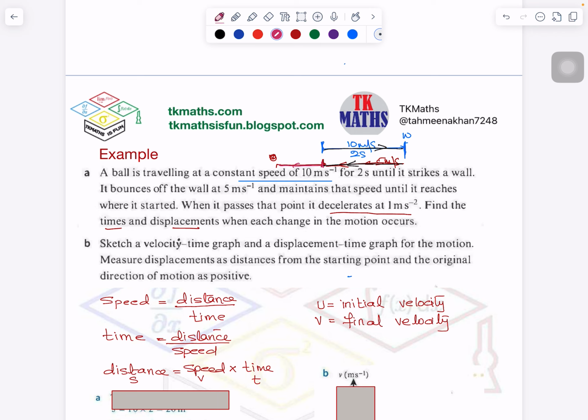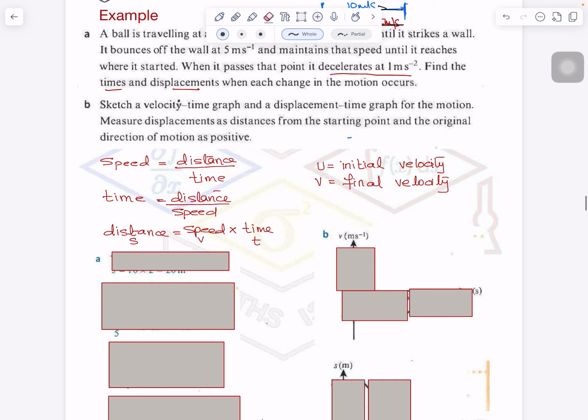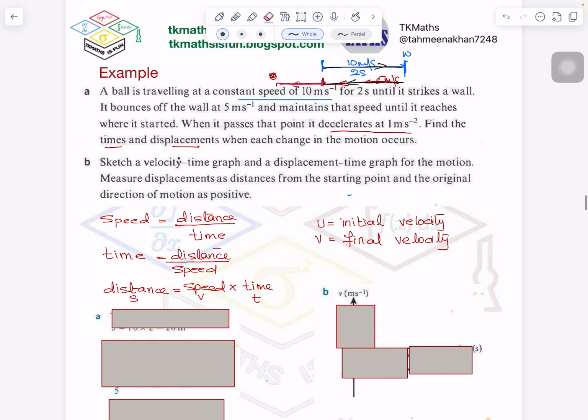Okay, so I have written here to remind you the formula: speed is equal to distance divided by time for constant speed, and for constant deceleration, the SUVAT equations we have done in the previous questions. So let's start with phase 1. We know the speed is 10 meter per second and time is 2 seconds. So what distance is covered? Very right, speed times time. So it is 20 meter covered.